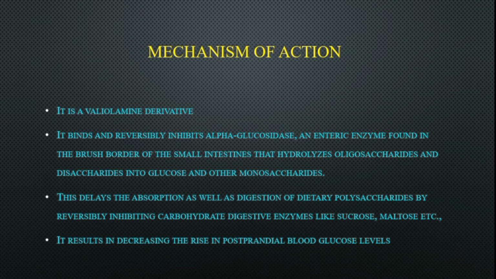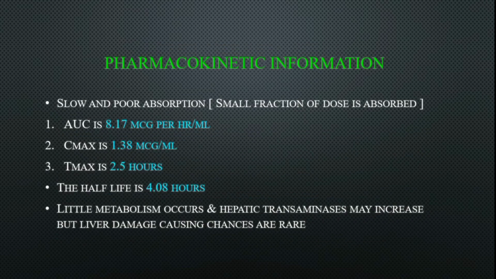So Voglibose will bind and reversibly inhibit it. It not only binds and inhibits, but it also delays the absorption as well as the digestion of dietary polysaccharides, by reversibly inhibiting carbohydrate digestive enzymes like sucrose, maltose and so on. So by the delaying of absorption and by the inhibition, it results in decreasing the postprandial blood glucose. By decreasing the postprandial blood glucose level, it also prevents postprandial, or PPB, hyperglycemia. So that is the mechanism of action.